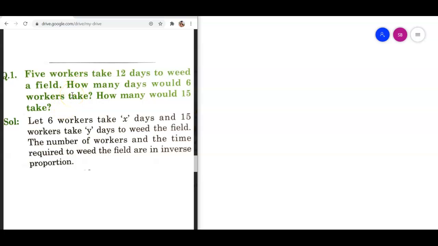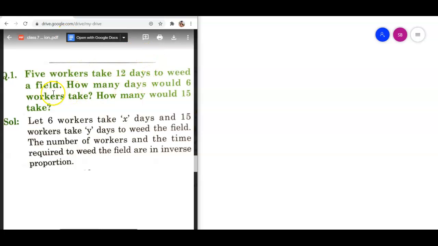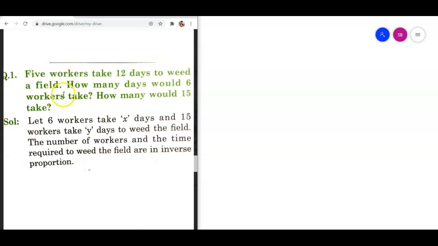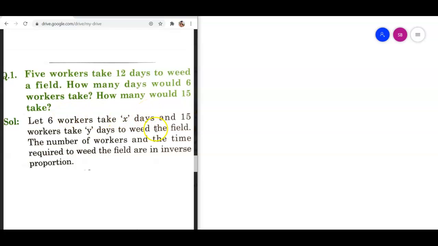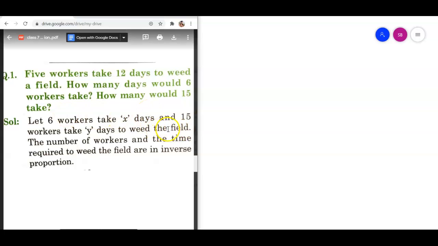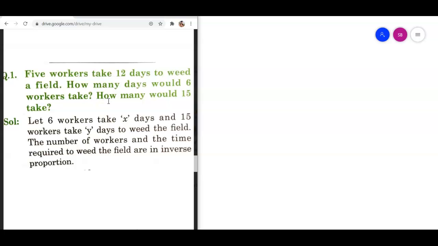If 5 workers take 12 days to weed a field, the field is going to be the same, right? The field is only 1. So the field is not going to increase or decrease. But if we increase or decrease the workers, the time taken will definitely change accordingly. If we increase the workers, the time required will be less. If we decrease the workers, the time required will be more.